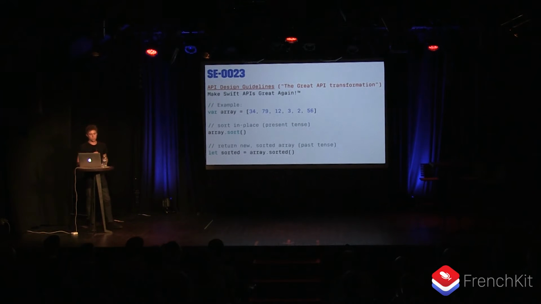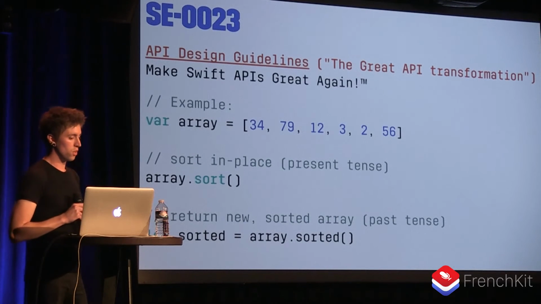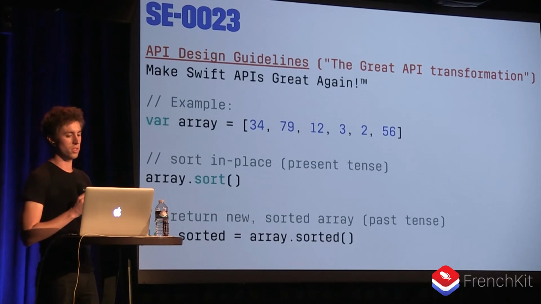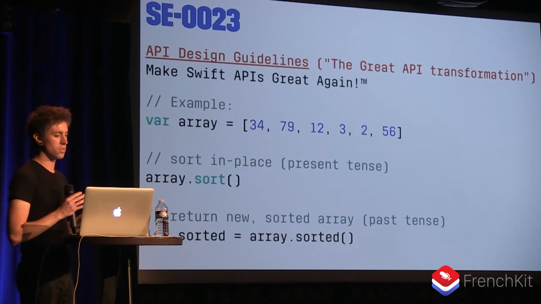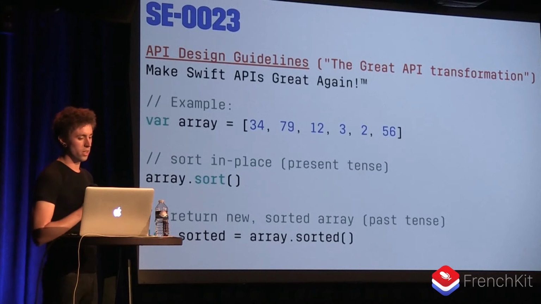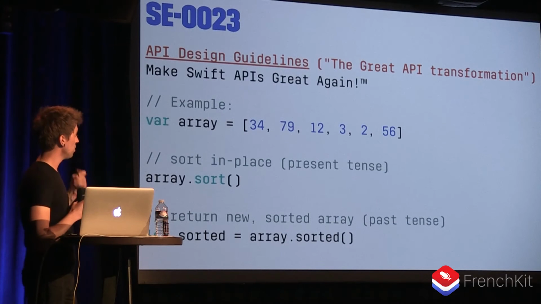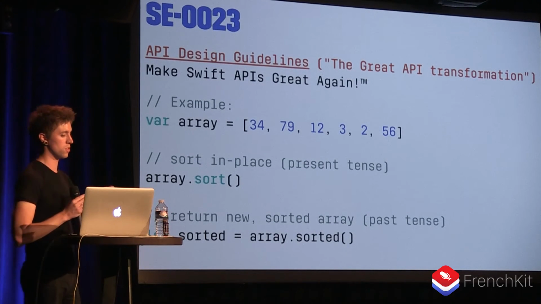Next was Proposal 23, make Swift APIs great again, the great API transformation. So here, the core team worked pretty hard on coming up with very nice, very clear guidelines on how to name APIs. So in this example, to sort this array, array.sort sorts it in place. It's the present tense of the verb, so it's modifying that array. And to return a new sorted array and leave the original array alone, we have sorted, which is the past tense and returns a new array. So there are many different changes like this that help clarify exactly what these APIs do, and the guidelines lay out very nicely how you should structure these.